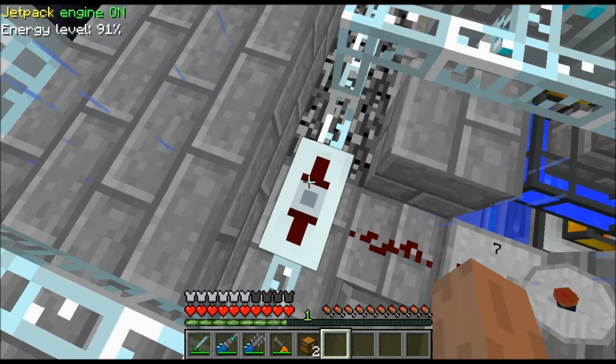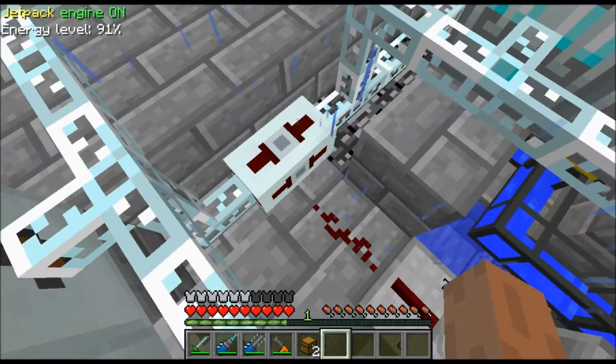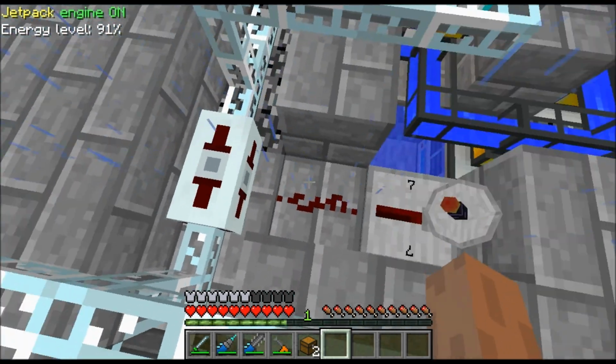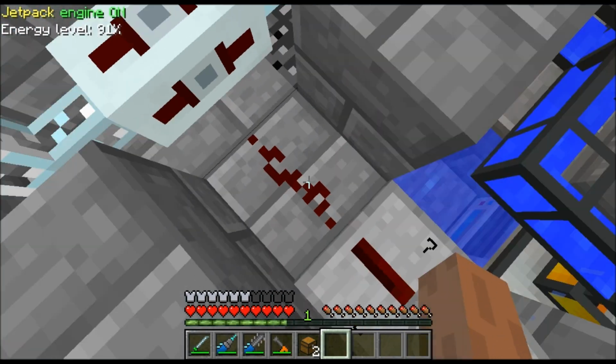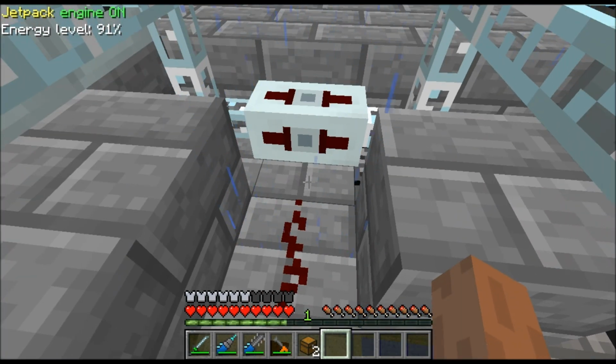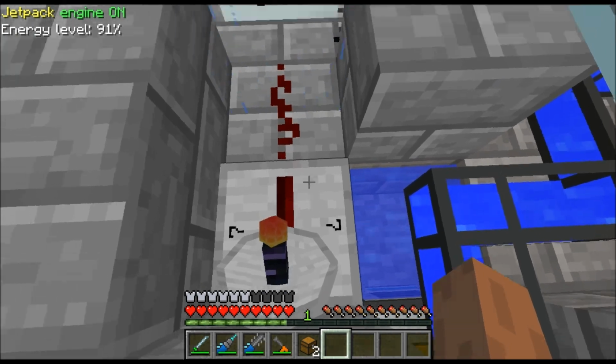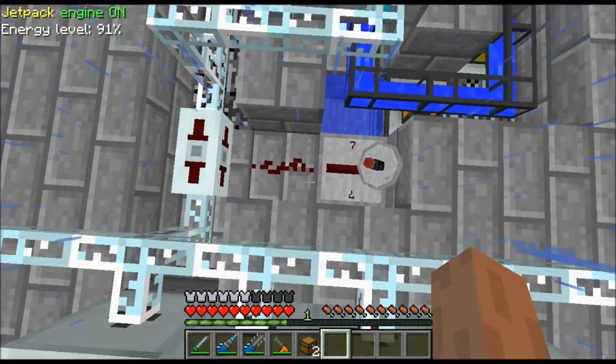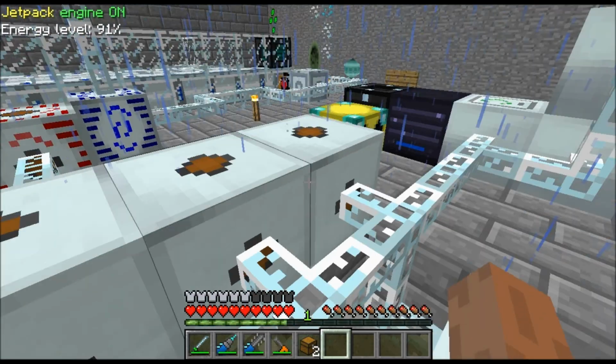One thing to note about this is that the only way that you can emit a redstone signal to it and have it work is if you actually have old school redstone dust. Redstone wire won't work, direct redstone from this won't work. You have to have redstone dust.